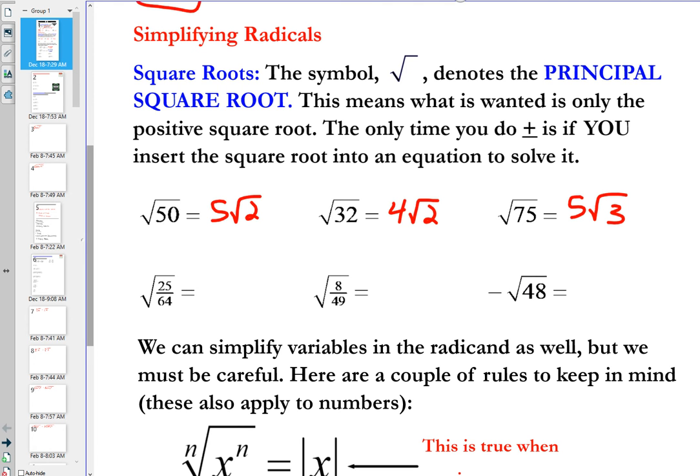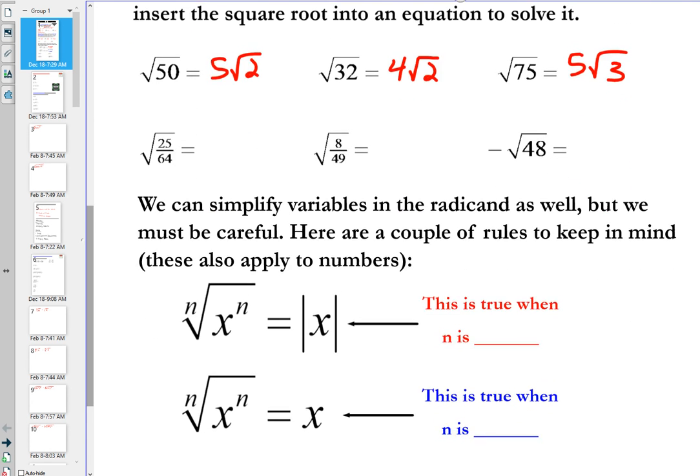Now this next row is a little more interesting, but we have practice with this also when we did properties of exponents. Square roots of all radicals are distributable over division. So this is the same thing as saying square root of 25 over square root of 64. Both those are perfect squares. Together, 5 over 8.